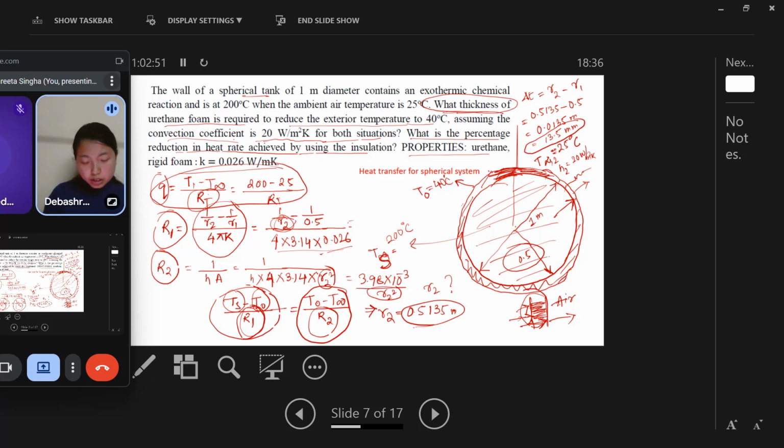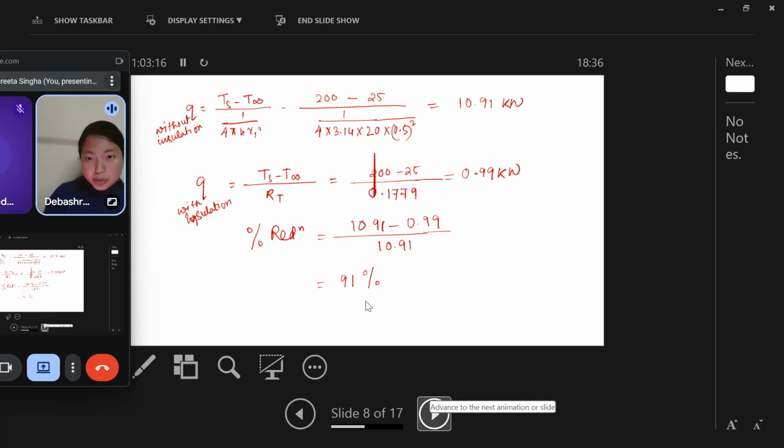Okay, and this is equal to the heat transfer to the ambient air, that means this. So how will you calculate the heat transfer to the ambient air? That is T naught minus T infinity divided by the resistance offered by the air, the convective resistance. So T naught is again 40 here and T infinity is 25. So R2 is the resistance offered by the convection, that is 1 by hA, sorry, A. So you'll get this.